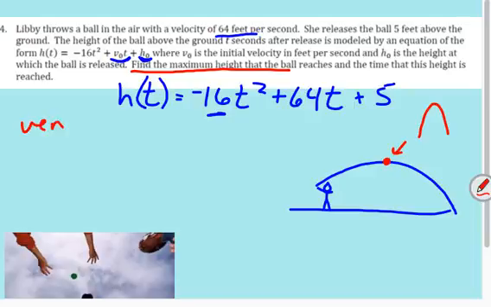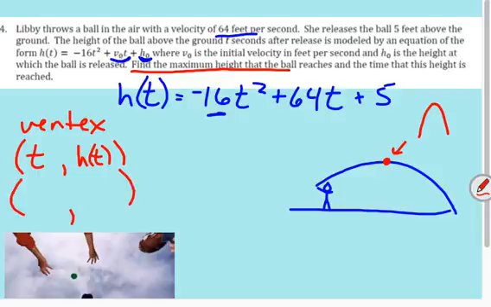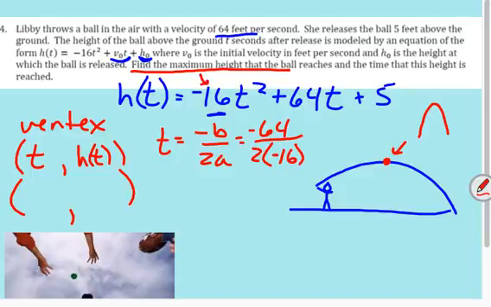So once again, we're looking for a vertex. That's basically t, h of t. We need to find t first. And you do that by, it's usually x equals negative b all over 2a, but we're going to say t equals negative b all over 2a. So negative 64 all over 2 times a, which is negative 16. So it's negative 64 all over negative 32. That equals 2. So what does that mean? At 2 seconds, it reached its maximum height.